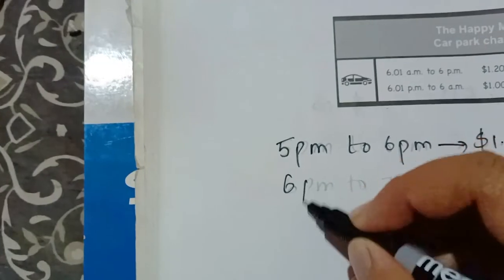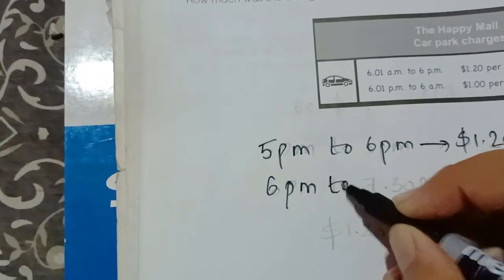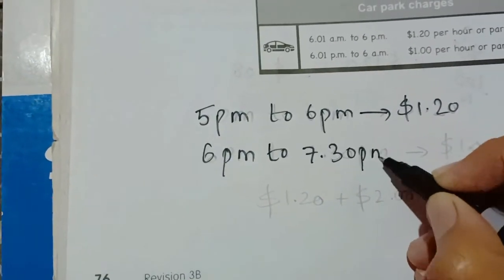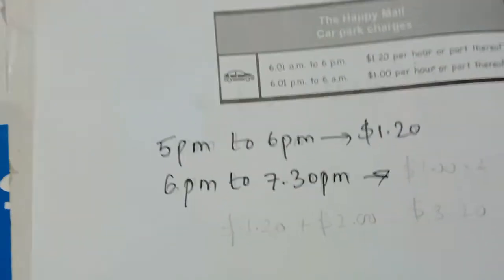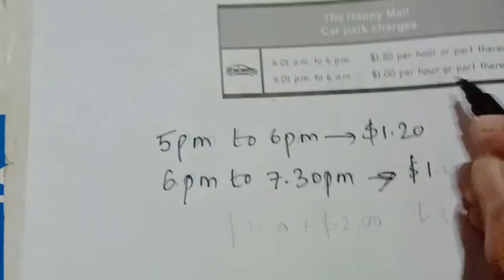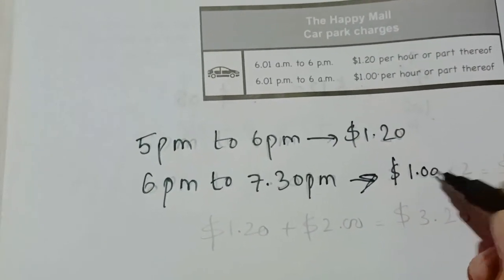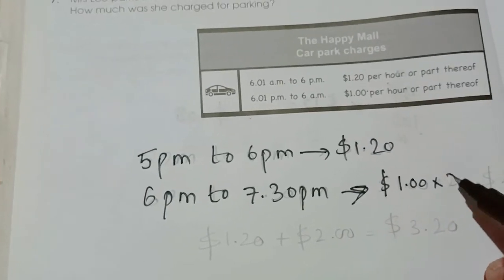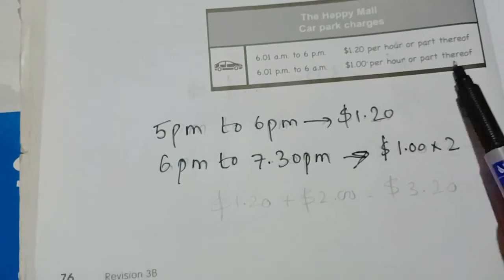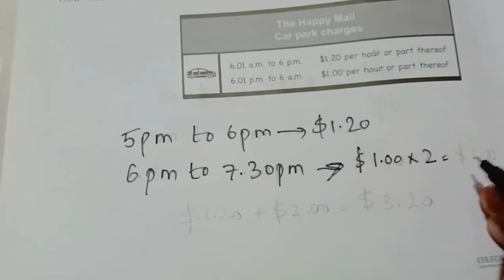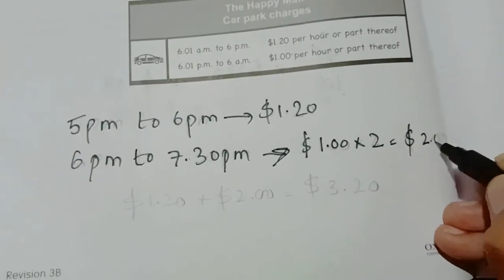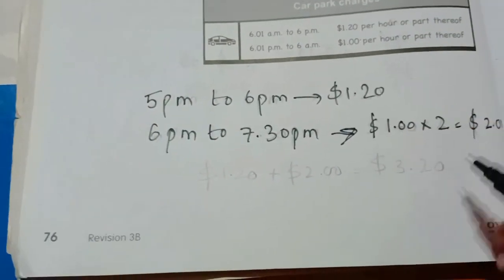Now from 6 p.m. to 7:30 p.m., $1 multiplied by 2 because it is 7 and 30, a half. So it means it is $2. 0 0 and 2 ones are 2.